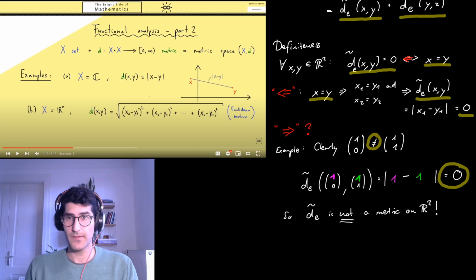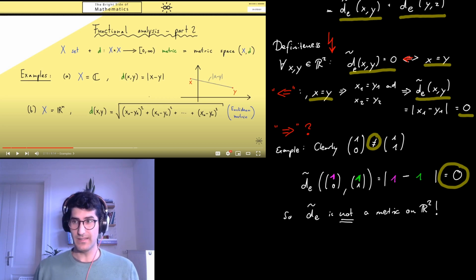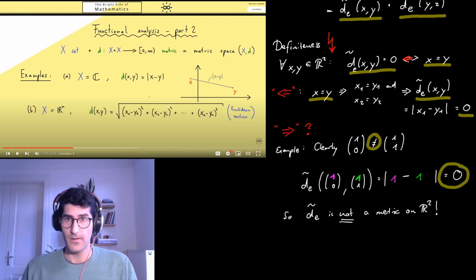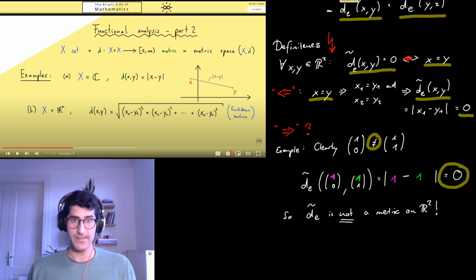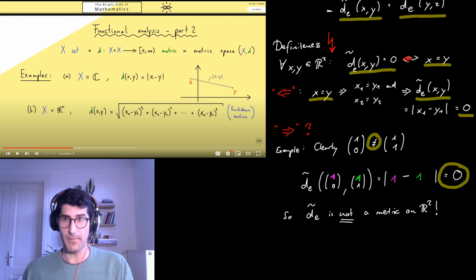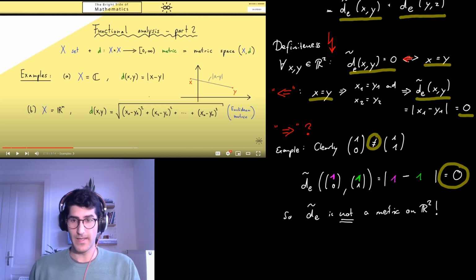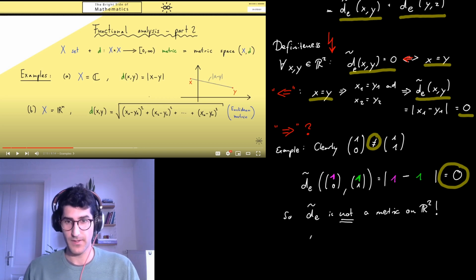Yeah, so definiteness is not fulfilled. But our mapping dE tilde still fulfills the symmetry property, it fulfills the triangle inequality, and mappings like this come up very often in functional analysis, and they have a special name. So even though it is not definite, so it is not a metric, we still call things like this a pseudo-metric.